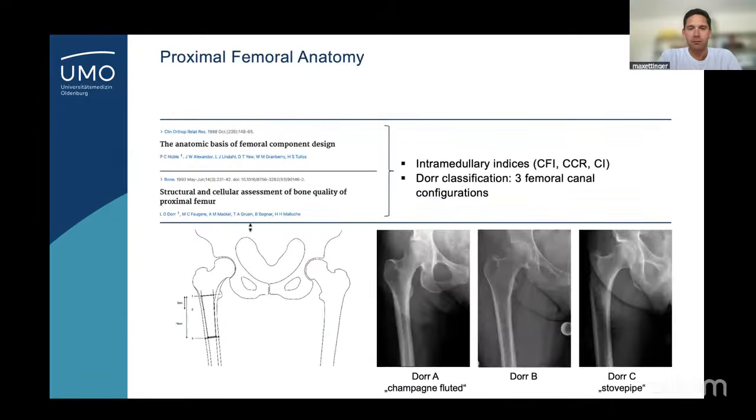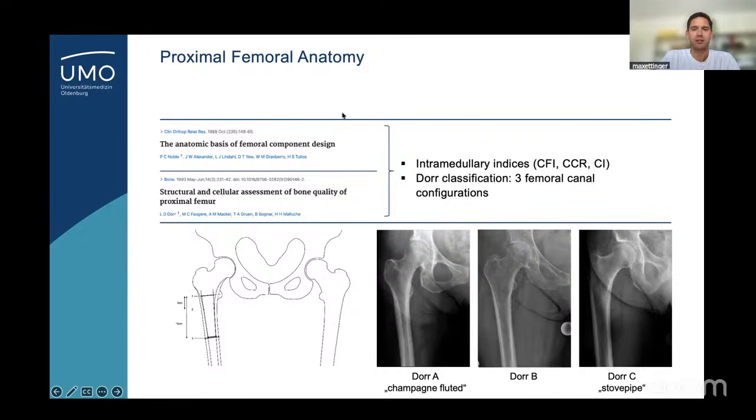Back in the days, when you looked at the proximal femoral anatomy, you were driven by the Dorr classification, as you see here. Everybody knows that. So, Dorr classified three types of proximal femoral anatomies. Dorr A is the small, thin one. That's what you see here, the champagne flute proximal femoral anatomy. Dorr B is basically the usual regular anatomy of our patients. And then Dorr C is what we call stovepipe femur, so a wide canal.